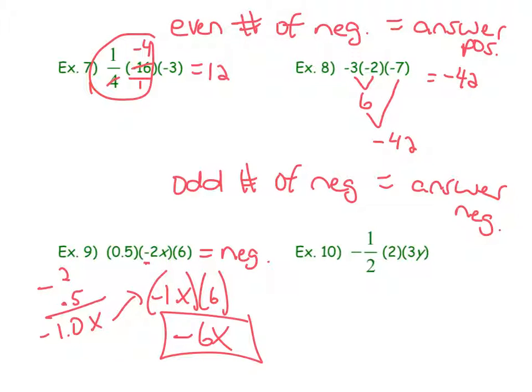And number 10, you're going to multiply a negative 1/2 times a positive 2, and a 3y. You can see that you only have one negative here so you know your answer is going to be negative. So 1/2, the 2's cancel, so you end up getting a -1 times 3y, and a -1 times a positive would give me a -3y. And your variable just stays in the problem. It doesn't go away.